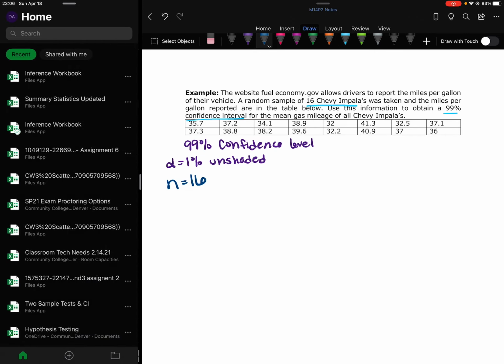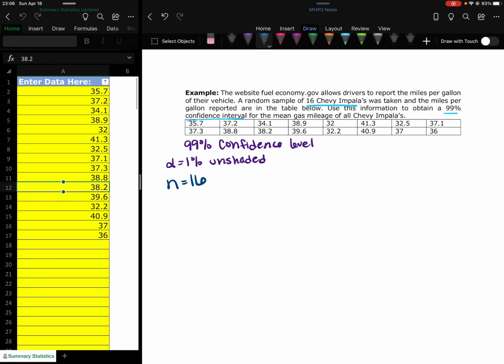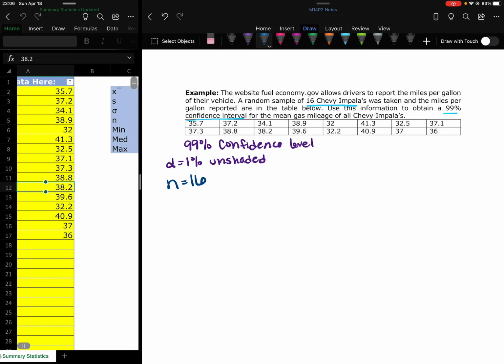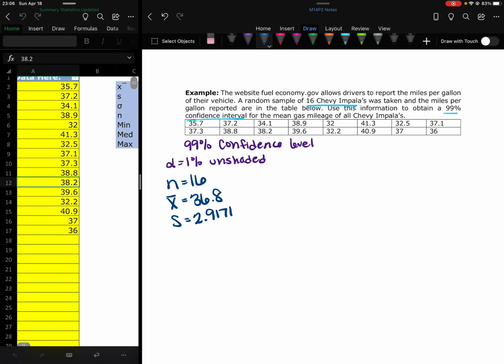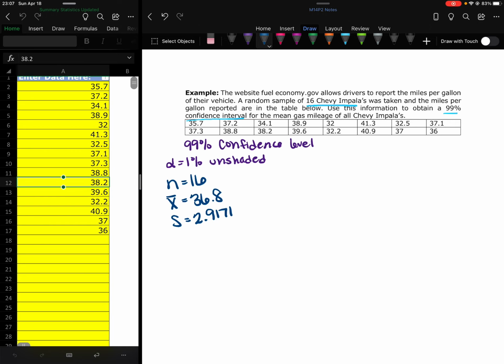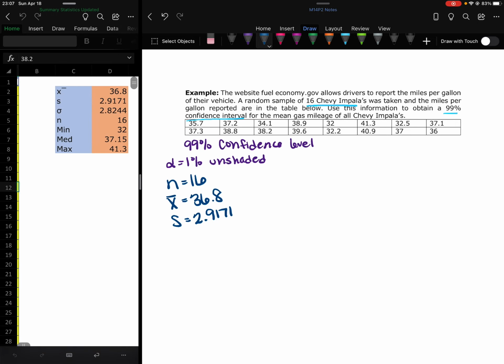So I'm going to take my data and I'm going to go into my summary statistics workbook and I'm going to plug it in, and I've already done that to save a little bit of time. So here's all of the data plugged in. So I'm going to come over. X bar is 36.8 and S is 2.9171. So I typed the data into my summary statistics so that I could find the sample mean and the sample standard deviation.